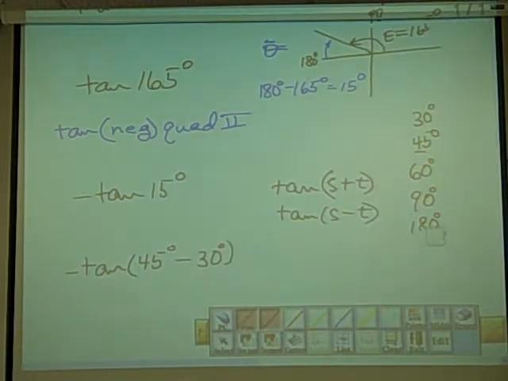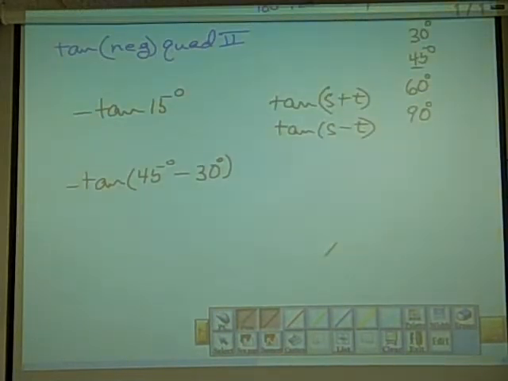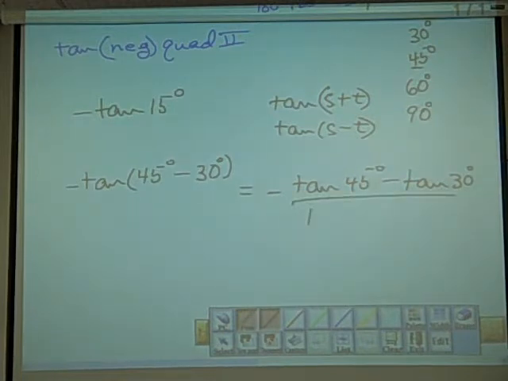Okay, so that means we have to work with tangent. That's going to make this a negative tangent 45 degrees minus tangent 30 degrees over 1 plus the product of the two, tangent 45 plus tangent 30.